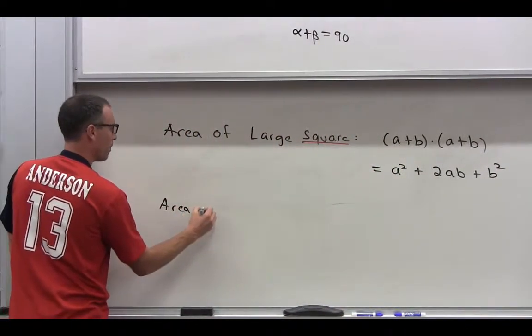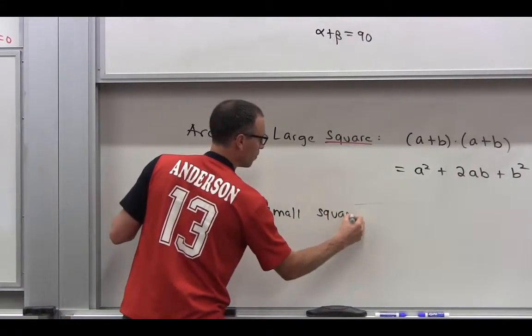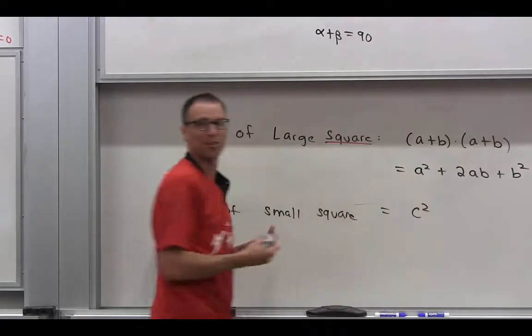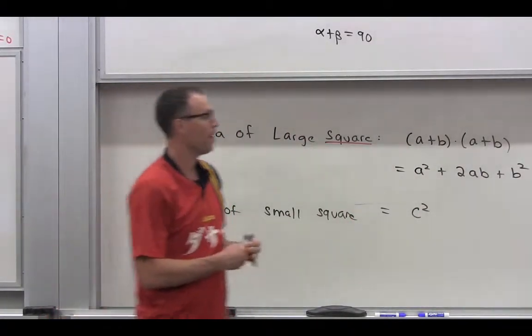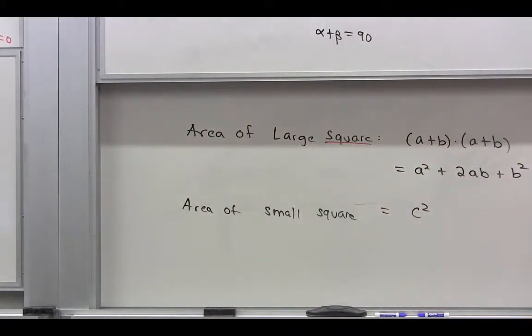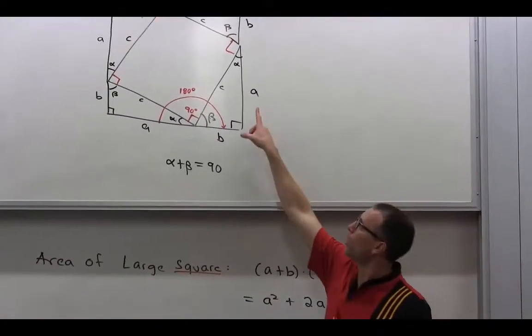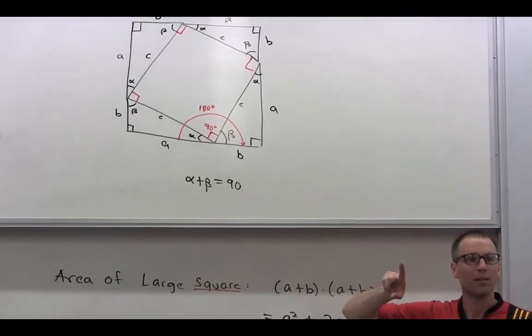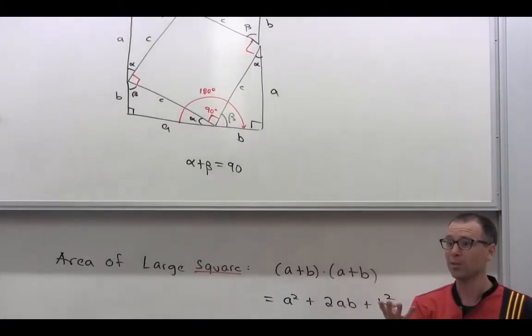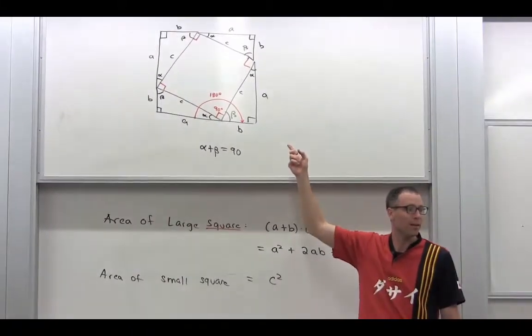What's the area of the small square? That one's not too bad, right? It's just c times c. Okay. What would you have to do, geometrically, to get from the large square to the small square? What would you delete? If you delete the 4 triangles, you would get the small square out from the larger square, right?